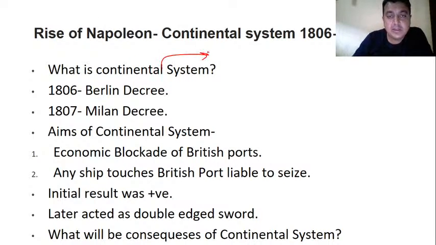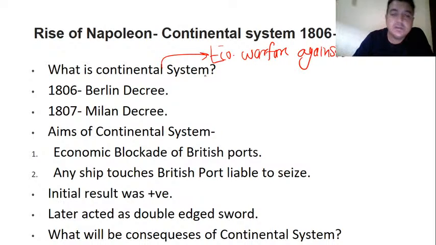This is what exactly? Economic warfare against Britain. What's the crux of this idea? What's the aim of the continental system here? Here is the aim of the continental system, that is economic blockade of British ports.